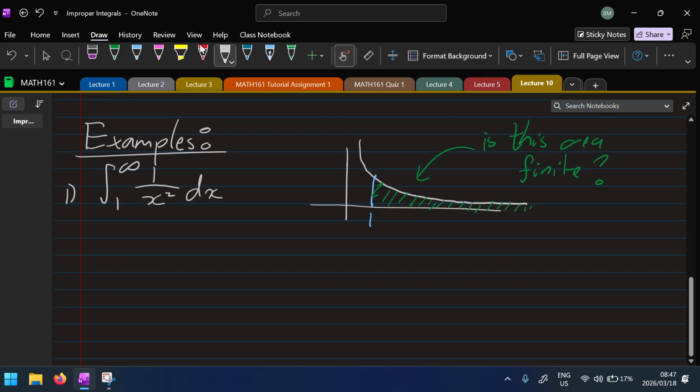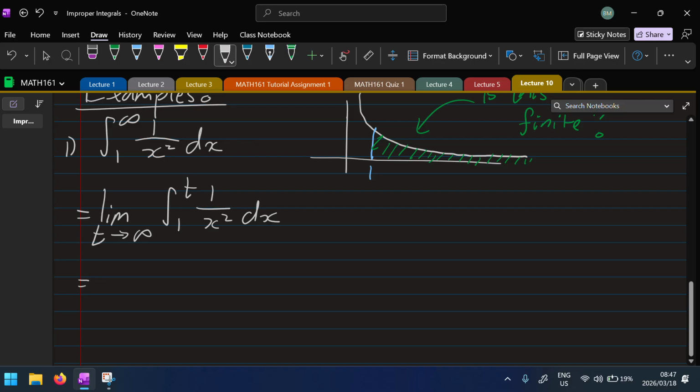Okay, so what do we do? Well, this top bound here is infinite, so we're going to replace that with t. We're going to do the integral as normal with t, and then we take the limit. So let's do that. Limit as t goes to infinity, integral from 1 to t, 1 over x squared dx. Now, for now, we ignore the limits, so forget about that. We do the definite integral as normal. Once we're done with that, then we take the limits.